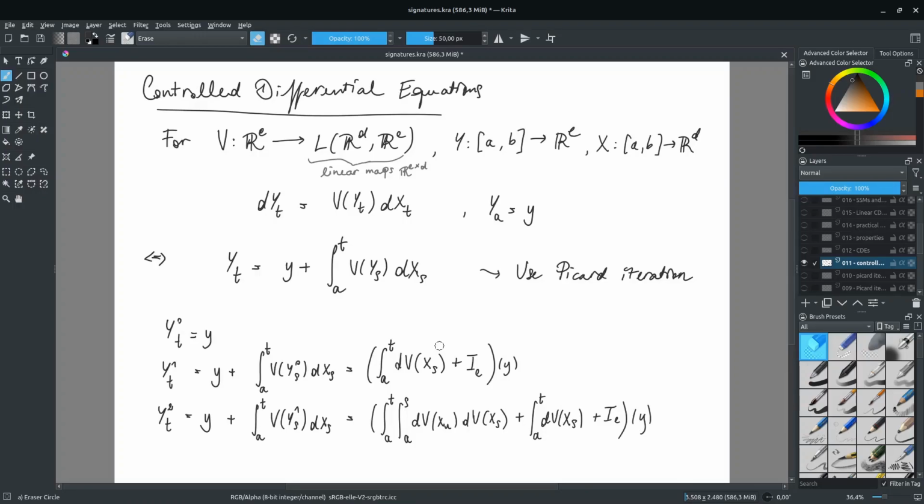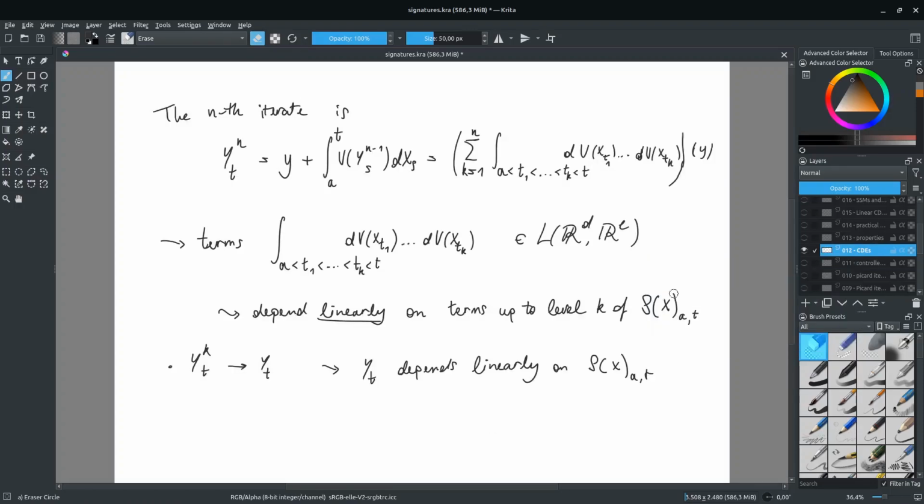But at the end of the day, you get something that looks a bit like a Taylor expansion. If you see these terms, you have the integral from a to t of dv dx, then the integral from a to t and a to s, with dx dxs. So essentially something that looks like my path integral or my signature transform terms. And so that's the idea here, that in fact the full solution is expressed as a combination of the signature transform terms.